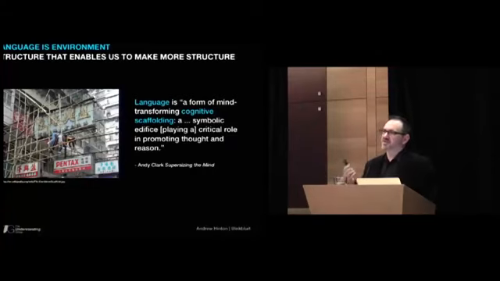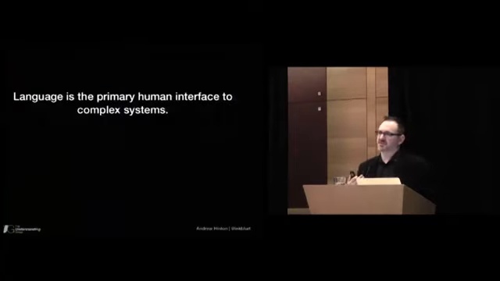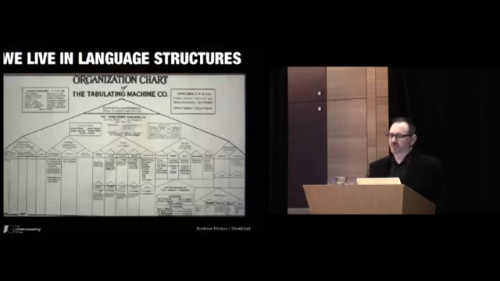But the problem is we're getting to a point where we have to think about it more explicitly, more consistently. Because language is the primary human interface to complex systems. In fact, that's what we use to make the complex systems to begin with. And then once we've made them, we have to use language to understand them and navigate them and share them and inhabit them together. Language structures are an architecture that we live within together, whether we know it or not.